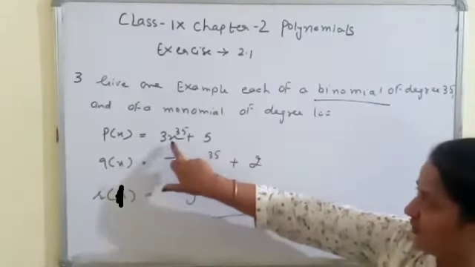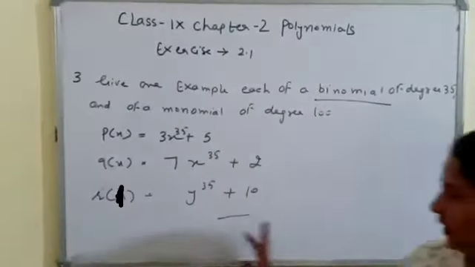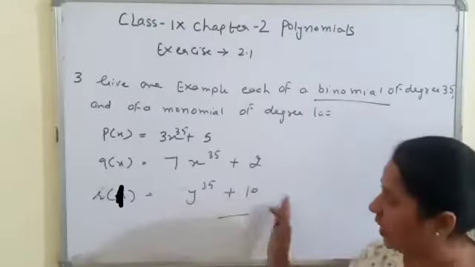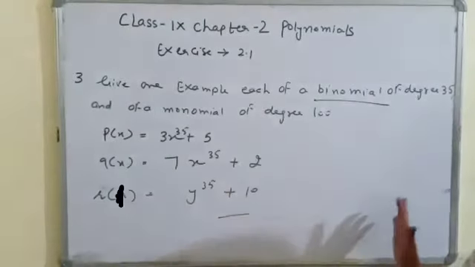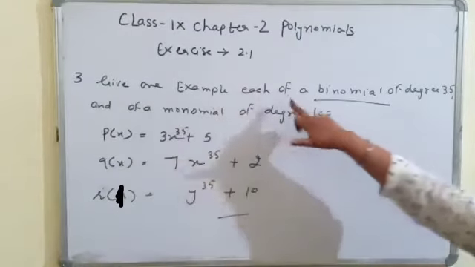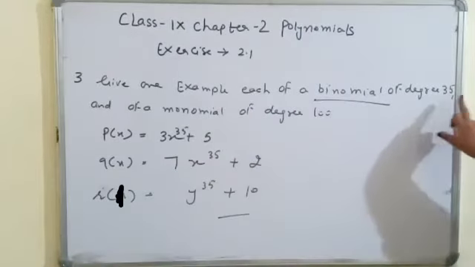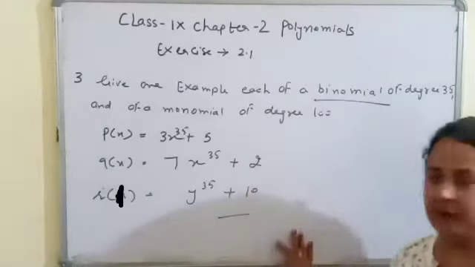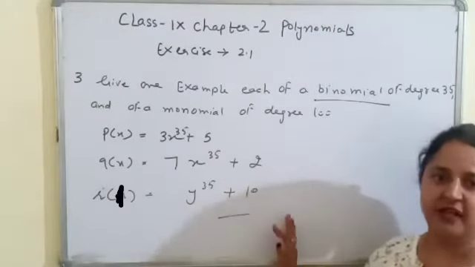Now these are the examples of binomial. The first condition is satisfied. You can see in these three examples we are taking only two terms, and for these two terms the highest degree is 35. So the first condition is satisfied. We have to give an example of a binomial of degree 35. So these are the examples of binomial which have degree 35.